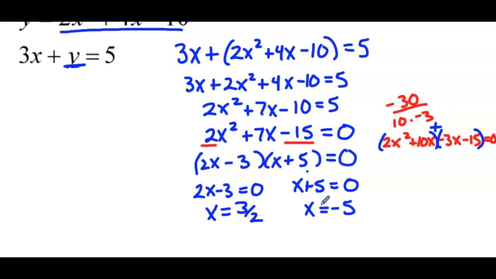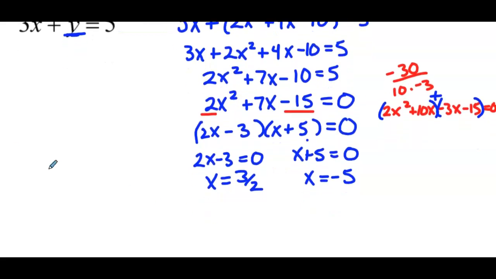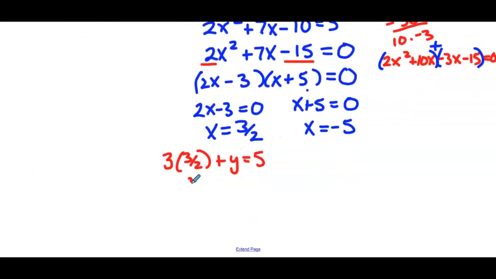Okay, so we have our x values, we need our y values. So we have to solve 3x plus y equals 5. So 3 times 3 over 2 plus y equals 5. So that's 9 over 2 plus y equals, well, let's just get a common denominator so we're set up to subtract. So that's going to be 10 over 2, right? 5 over 1, multiply by 2 over 2 in the numerator and the denominator. So we can subtract 9 over 2 on both sides, so y is equal to 1/2.